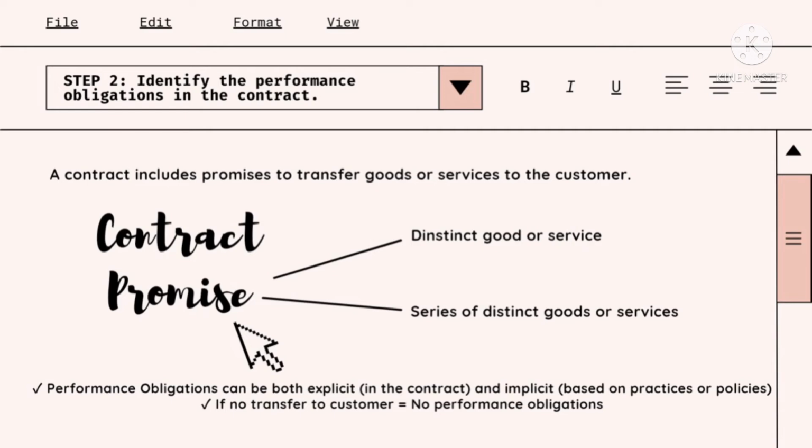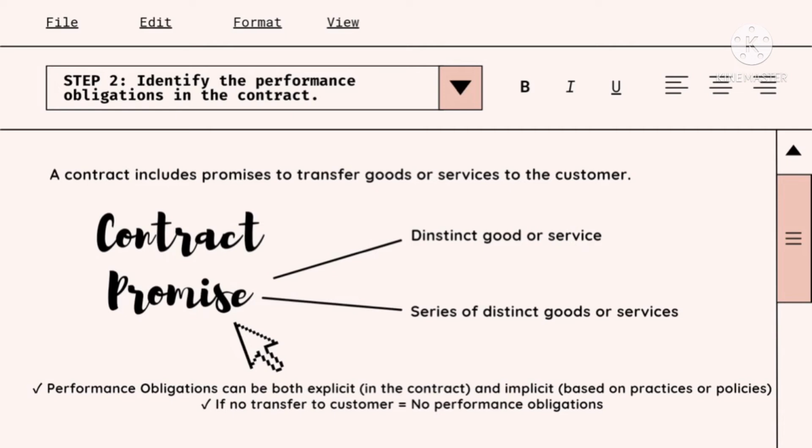A contract usually explicitly states the goods or services that should be transferred to a customer. So we consider it as explicit performance obligations. But sometimes there could also be implicit performance obligations that are implied by something. For example, by entities' customary business practices, or some guarantees that a company usually provides to all customers without explicitly saying that in the contract.